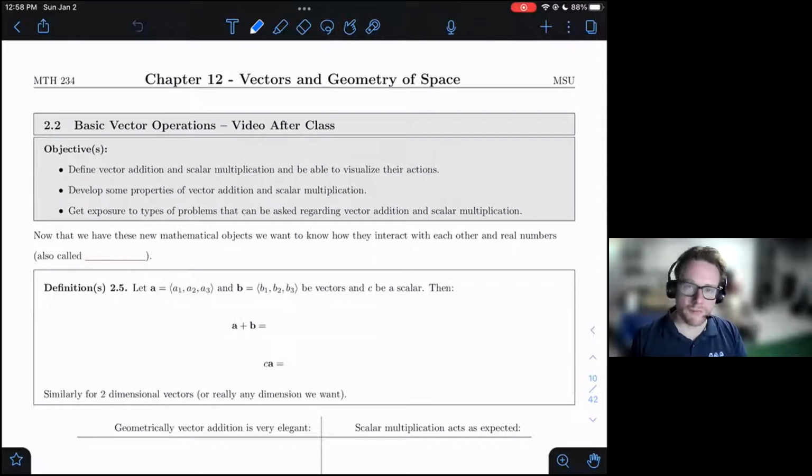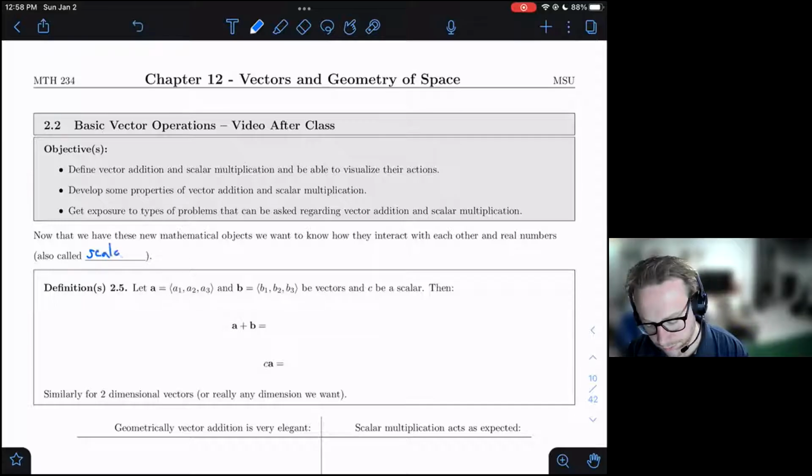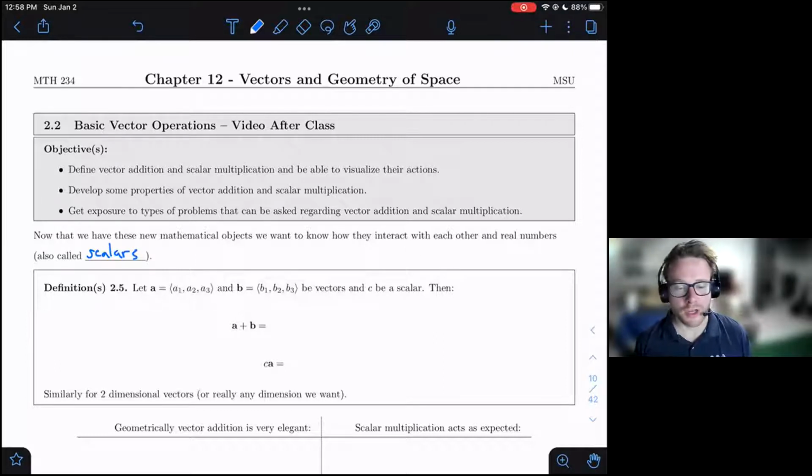Why don't we first start off with these mathematical objects, vectors? We also sometimes need to bring in just real numbers, regular old numbers. These are called, in the context of vectors, scalars. And we'll see why this is a very appropriate name in just a minute. So let's go ahead and define vector addition and scalar multiplication.